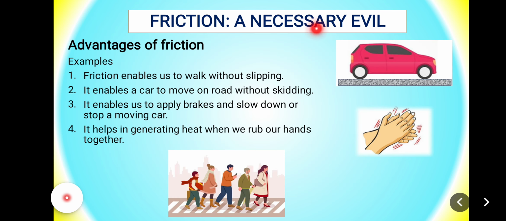Friction, a necessary evil. Advantages of friction. Examples: friction enables us to walk without slipping. It enables a car to move on road without skidding. It enables us to apply brakes and slow down or stop a moving car. It helps in generating heat when we rub our hands together.